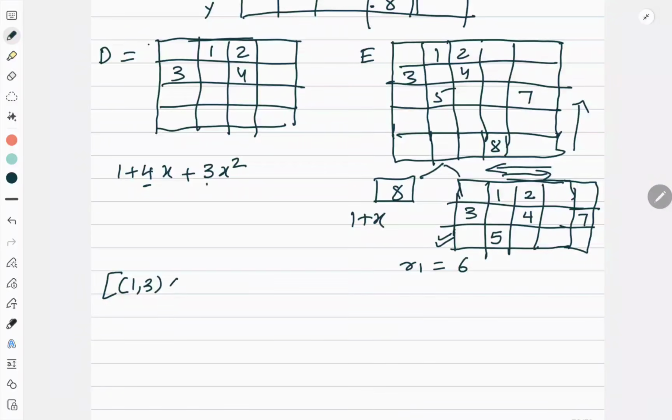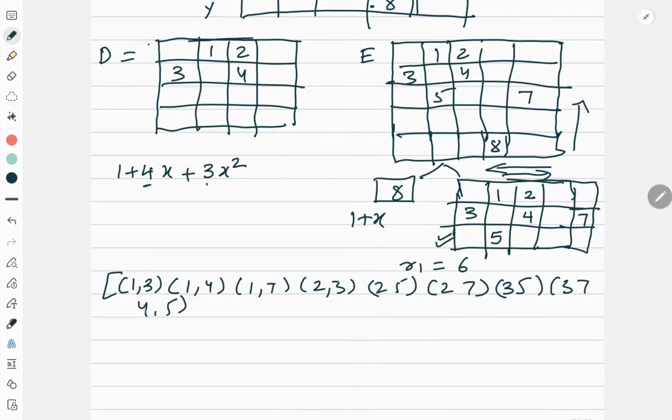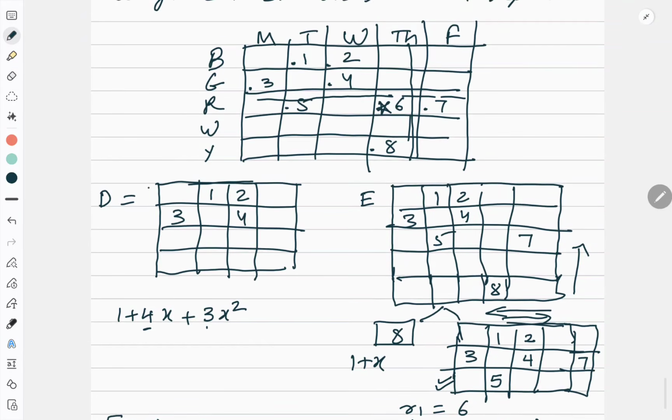So 1, 3, 1, 4, 1, 7, 2, 3, 2, 5, 2, 7, 3, 5, 3, 7, 4, 5, 4, 7. How many? Just check if I have not, 4, 7 cannot be the place. Oh, see, I have written it wrong. The 7 should come here. This board only I made a mistake here.